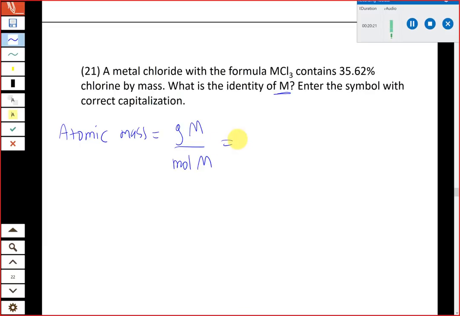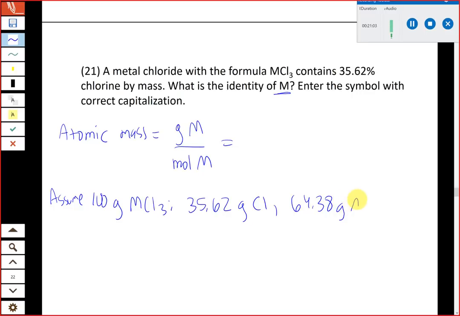Now, what we're going to do here to get the grams of the metal is we're going to assume that we have 100 grams of compound, because we're given things here in terms of mass percent. And so if we assume 100 grams of compound of the MCl3, we're told that we have 35.62% chlorine, which means in 100 grams we'd have 35.62 grams of chlorine. And then that means the rest of these 100 grams, or the rest of that 100%, must be the metal M. And so in 100 grams of compound, if we have 35.62 grams of chlorine, we have 100 minus 35.62, which is 64.38 grams of metal.